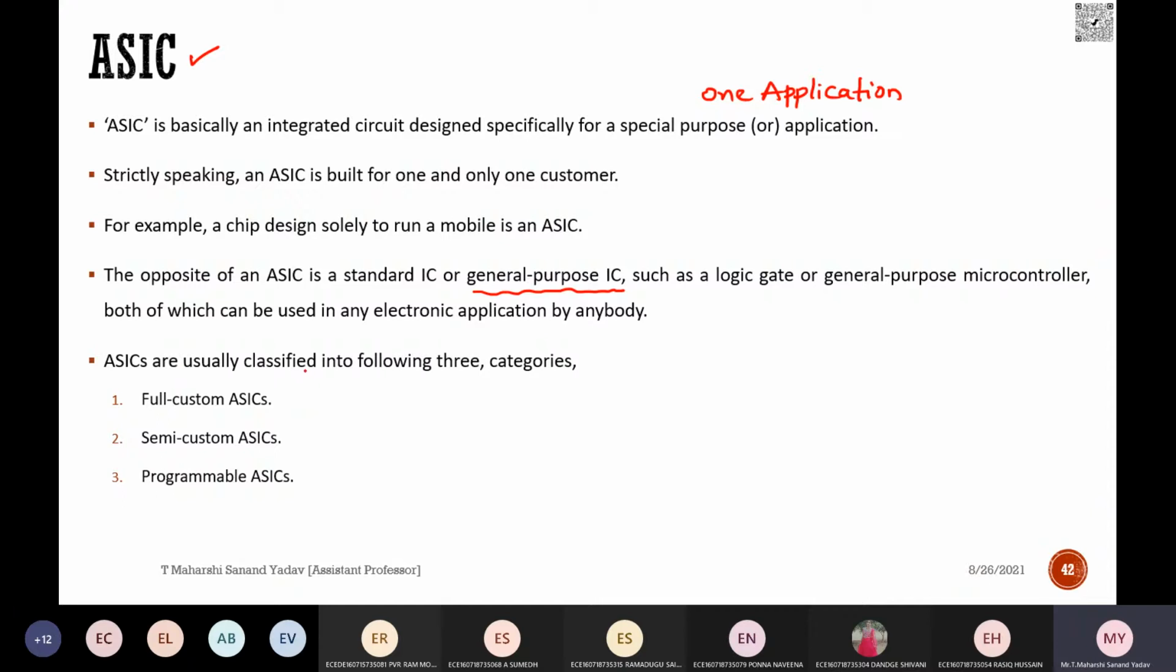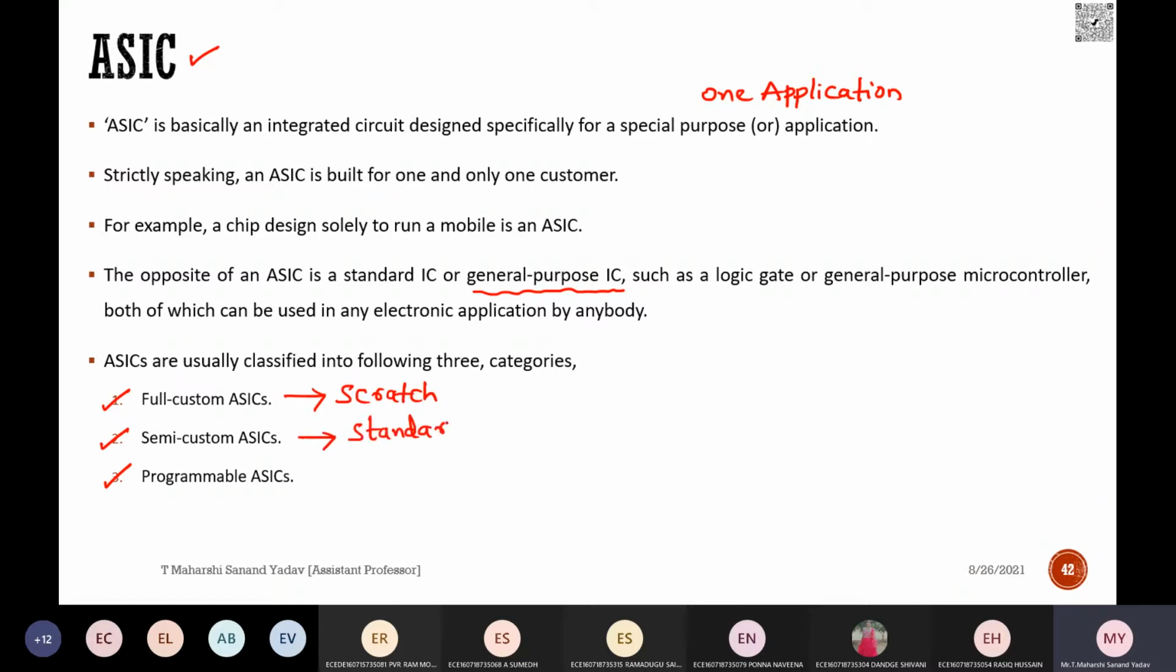Further, application specific integrated circuits are classified into three types: full custom, semi-custom, and programmable ASIC. I'll tell the major differences between these. Full custom means we build this IC right from scratch, whereas if it is semi-custom, we make use of a standard cell library.